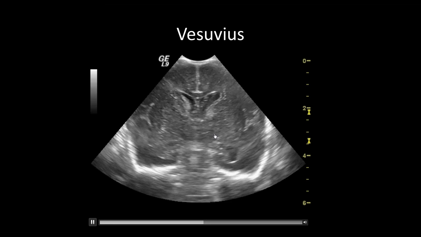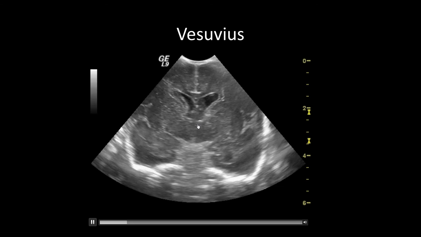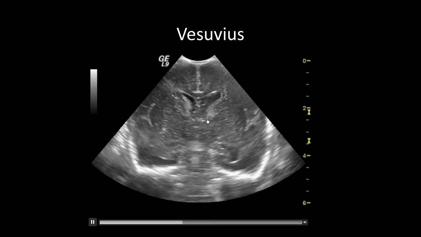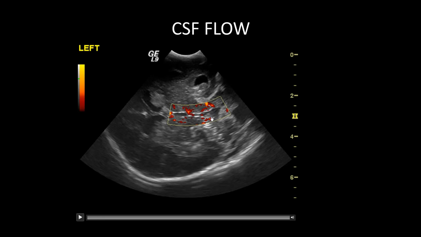So this is an infant who's actually having an intraventricular hemorrhage whilst we're doing the scan. And as you can see, the blood is moving around. You get micro-streaming and you're seeing the streaming of the blood cells as the baby is crying and the pressure is changing within the ventricle.